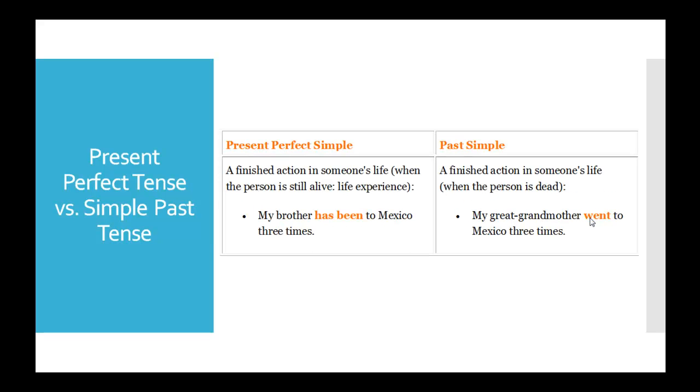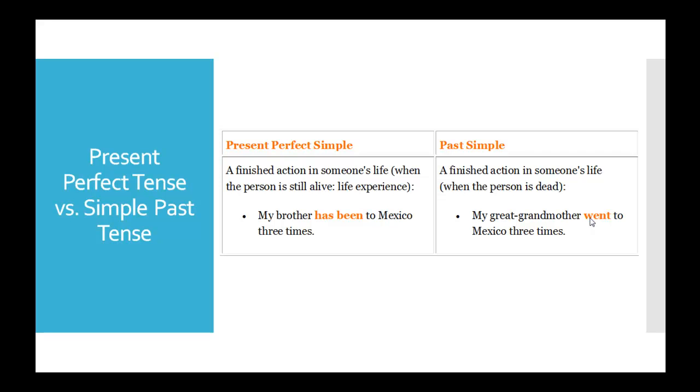Present perfect tense can refer to a finished action in someone's life, but it's important to point out that this person is still alive. For example, my brother has been to Mexico 3 times. This means that the person mentioned in the sentence can experience the same thing again. If the past simple is used, then it means that the person in question is no longer living. So, past simple refers to a finished action in someone's life when the person is dead. So we would say, my great-grandmother went to Mexico 3 times.